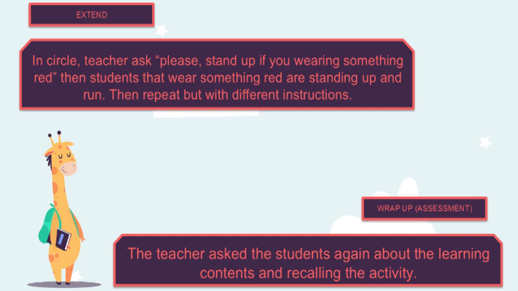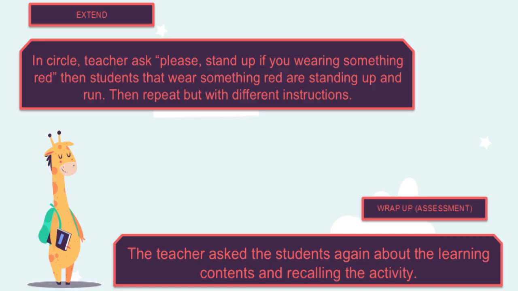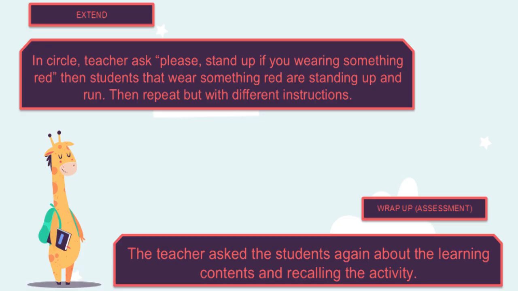For extend, in the circle, the teacher asks, please stand up if you're wearing something red. Then students who wear something red stand up and run. Then repeat but with a different instruction. For example, stand up if you're wearing something blue.